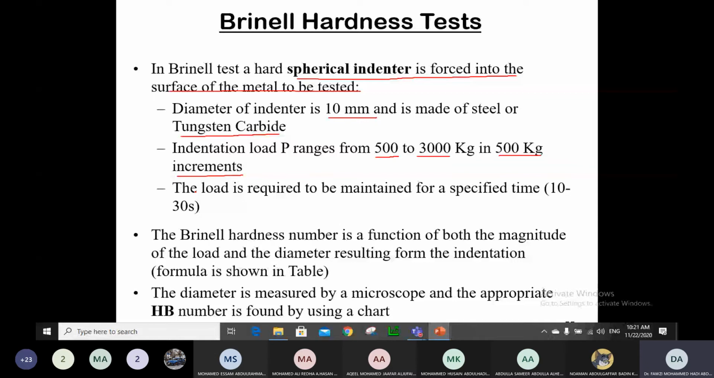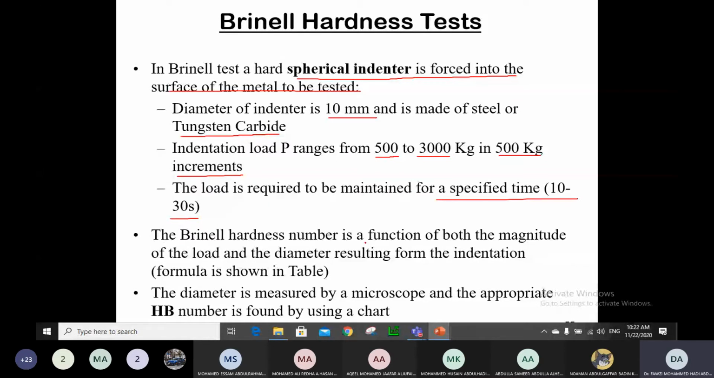The load is required to be maintained for at least 10, this is the recommendation of the Brinell. When you apply the large load there, you need to keep the load for at least 10 to 30 seconds and then remove it. And this is what the machine does automatically, of course, and this is why it is easy. We don't interfere with the machine much, except pushing buttons and sometimes putting the microscope lines on the edges of the indentation.